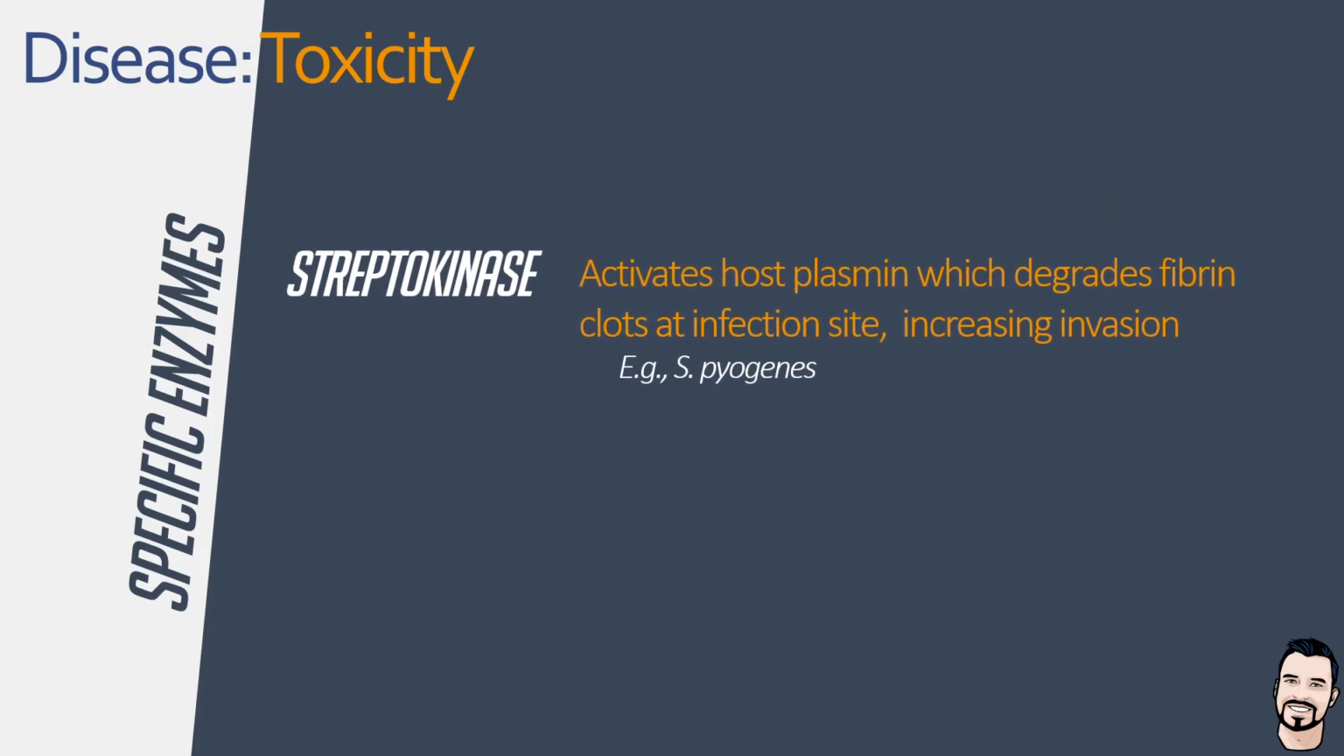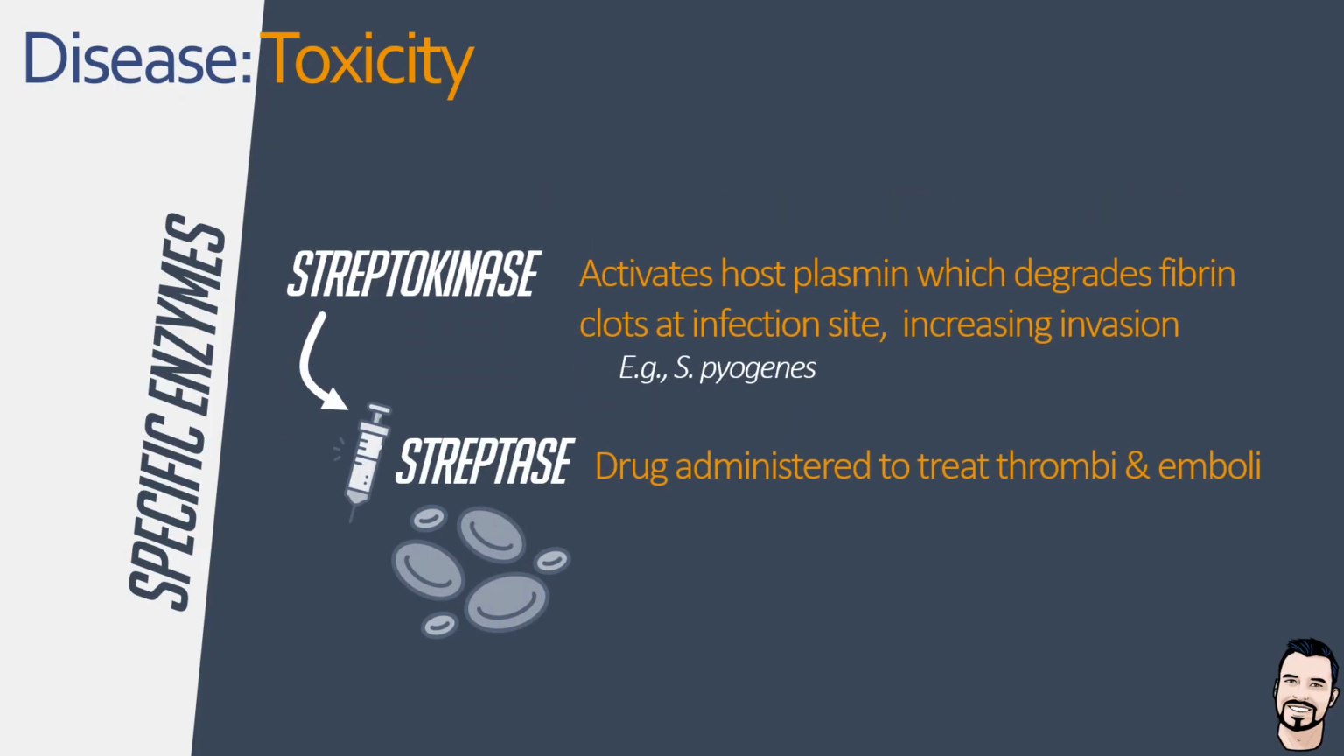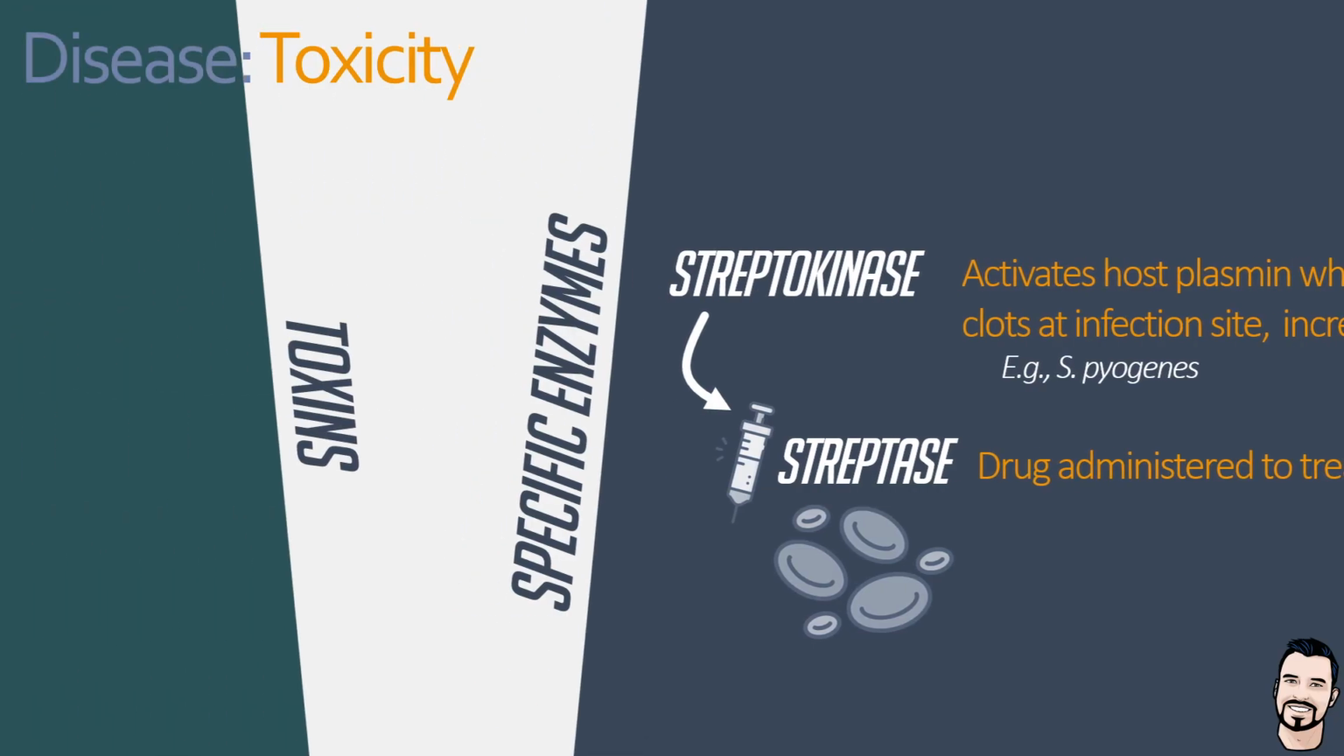Now, this is a little bit of a tangent, but sometimes we can use harmful microbial products for good, and so streptokinase has been refined and purified into a therapeutic drug known as streptase, which is administered intravenously to treat thrombi and emboli. And for those that don't know, a thrombus is a blood clot that forms on the wall of a blood vessel, while an embolus is a blood clot that has broken free and travelled through the bloodstream. And so by using this to activate plasmin and break down fibrin clots, streptokinase dissolves these clots and helps to prevent dangerous blockages within our blood vessels.